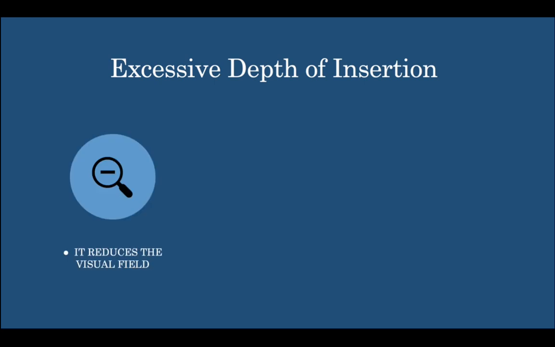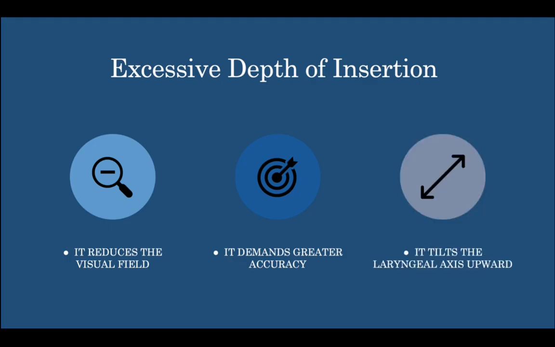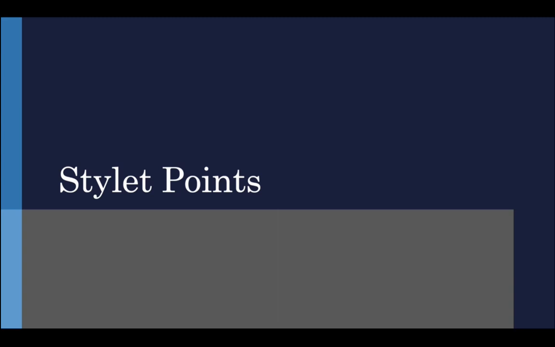So excessive depth of insertion reduces your visual field, it demands great accuracy in passing the tube, and it tilts that laryngeal axis upward, making it even more difficult to get the ET tube to go down the trachea after it's gone through the vocal cords. Now, once we've positioned our device and we have this lovely 50-50 view, the device is set it and forget it. So get a 50-50 view and then just stabilize the device.